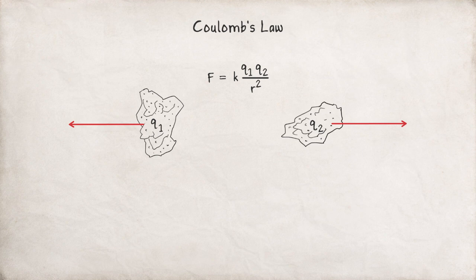The units we use to measure the magnitude of the charge on an object are called coulombs. The charge on an electron is very small, negative 1.6 times 10 to the negative 19 coulombs. And we refer to the magnitude of the electron's charge as the fundamental unit of charge, E.